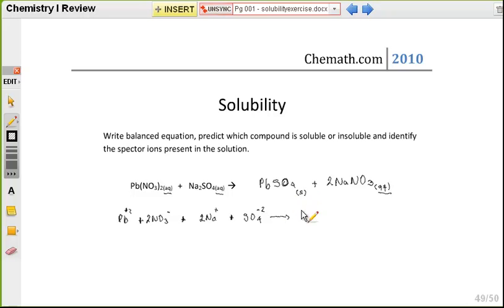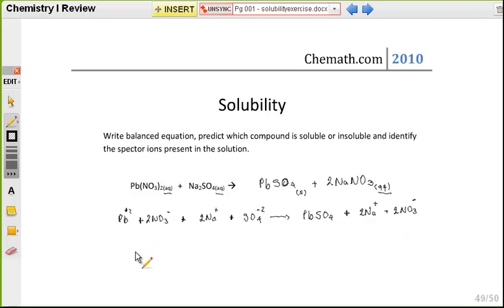This is a solid, so it doesn't break apart. We keep the lead the same, plus two sodium positive ions plus two NO3 ions, and that's going to be -1.